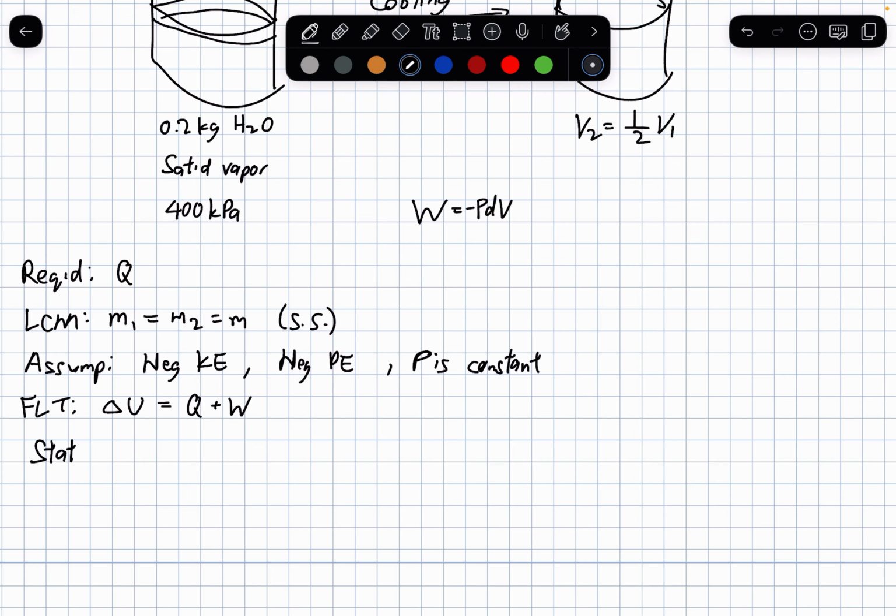Let's work on that. State 1 is 400 kPa saturated vapor. We can identify the specific volume from those two pieces of information, and since we have mass 1, we can identify volume 1. Volume 1 is M1 times specific volume 1. Specific volume, what page is that? Pressure entry, no? 400 kilopascal.